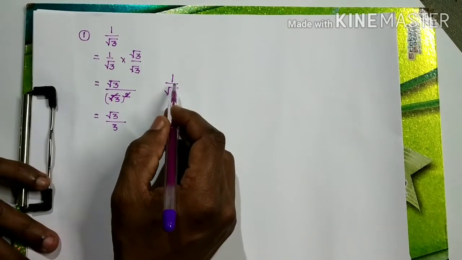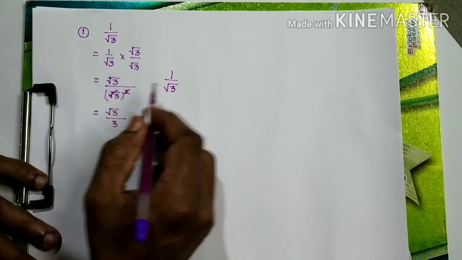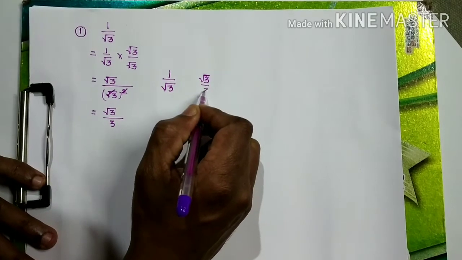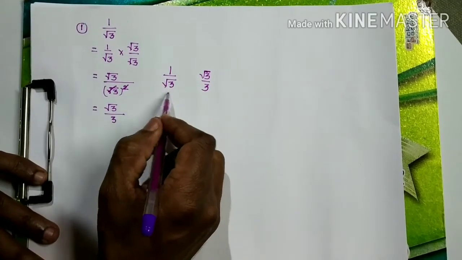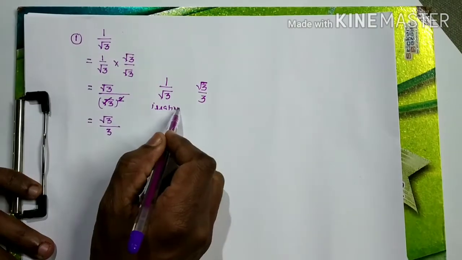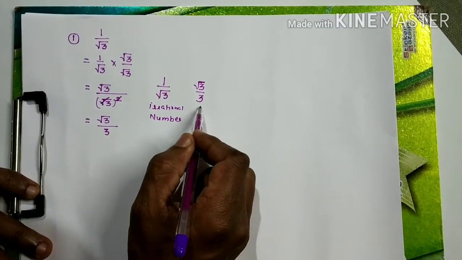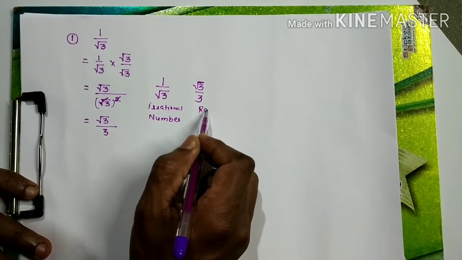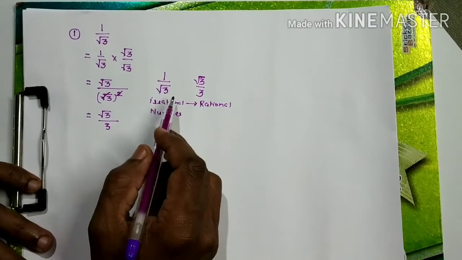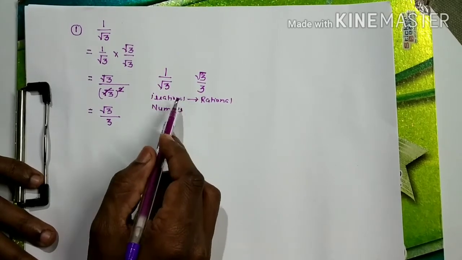So this is the first example, 1 upon root 3. When we did the calculation of 1 upon root 3, the final answer we got is root 3 upon 3. So the denominator root 3 is an irrational number, and this 3 is a rational number. So this process of converting an irrational number to a rational number is called rationalizing the denominator.